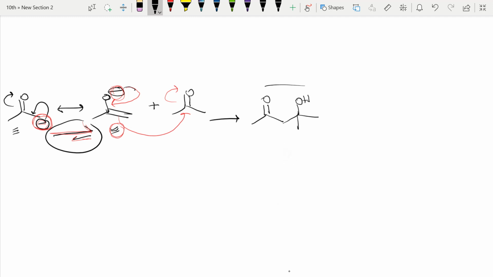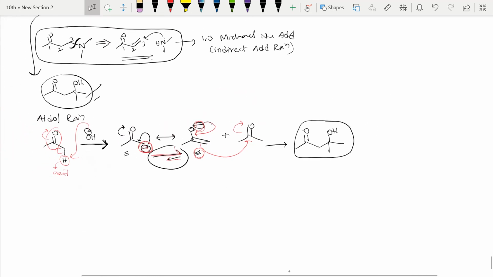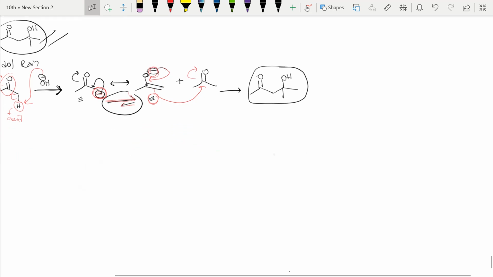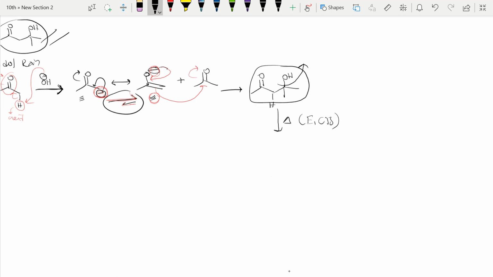So this is how I got this product, right? Like this we can synthesize this compound. Further, if I heat the reaction, see here one hydrogen is there, it will undergo E1Cb elimination, right? This OH minus will go as OH minus, this will move as H plus. So here negative charge, here positive charge, they will form a bond and I'll get this product.